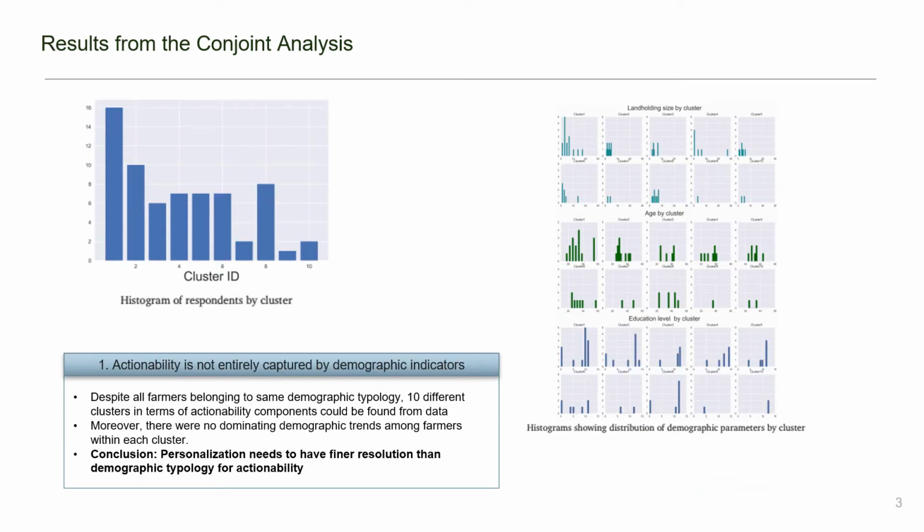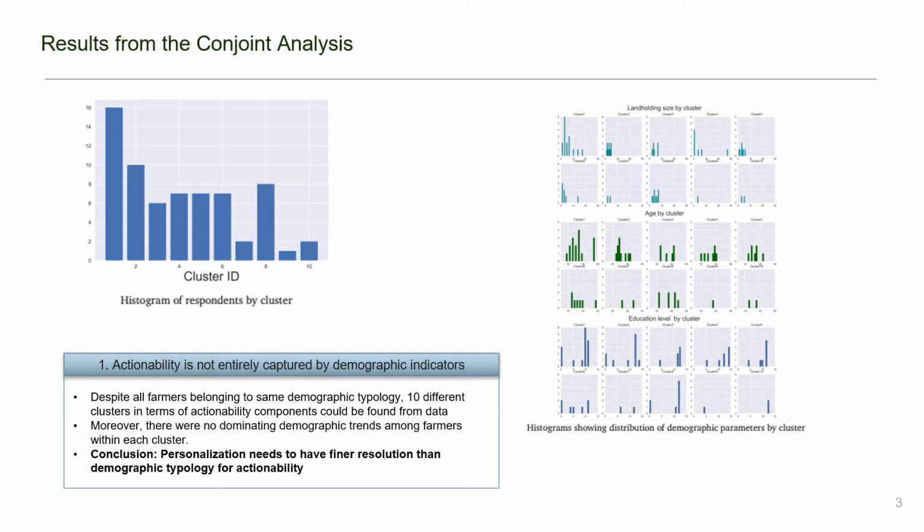The first key finding is that despite all our participants belonging to the same demographic typology, we were able to find 10 distinct clusters on the basis of their preferences. The graph on the left depicts distribution of farmers across the clusters. When we went a step further and looked for correlation between cluster membership and demographic characteristics, we found that there was none. When we plotted the distribution of demographic characteristics among farmers within each cluster, we found that no single demographic factor stands out as an explanation for similarity in preferences. As we can see from the graph on the right, the histogram of distribution of demographic parameters looks similar across clusters.